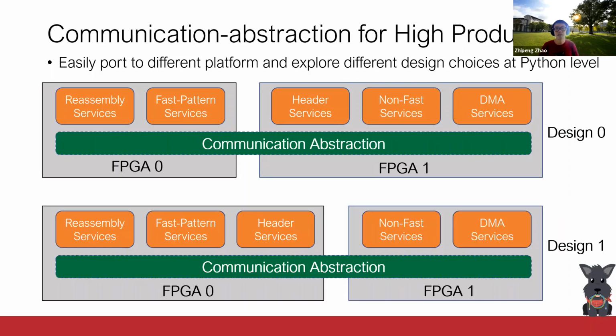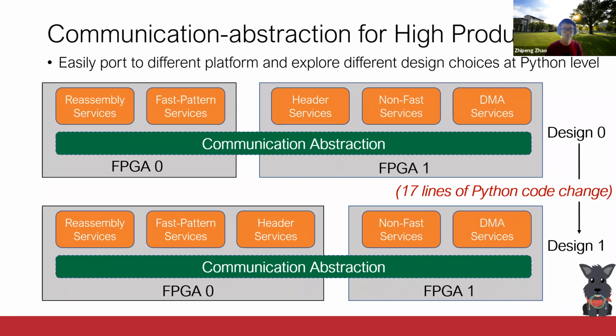And the second example is that if users want to explore different choices, for instance, if a user wants to cut the pipeline at different cutting points, for instance, the bottom design is where we cut the pipeline between the header services and the non-fast pattern services. And to achieve that, we only need to change 17 lines of Python code without changing any RTL.